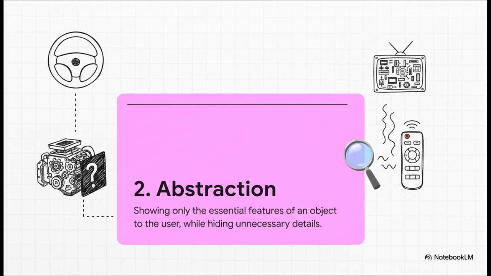It gives you a super simple way to control a really complex system: the engine, the axles, the whole shebang. You don't need to know how it all works, you just need to know that turning the wheel turns the car. Abstraction is all about showing you only the essential controls and hiding everything else.